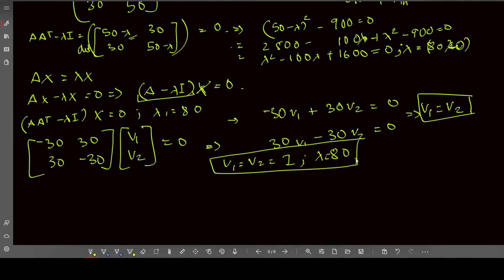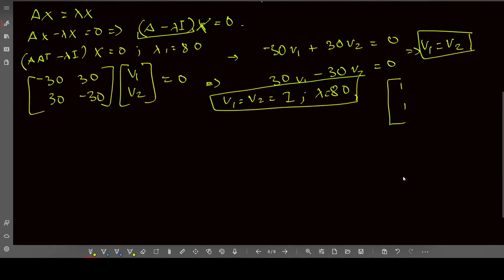Remember this. Okay, so in the X matrix I have 1 and 1 now. Okay, and I have to find the other two values over here. That I will find using A transpose.